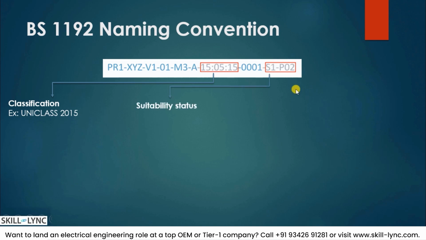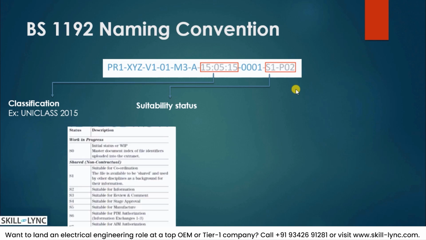The S is the suitability status, that is, how suitable the drawing or the file is. It's named from S0 to S7. S0 means it's in the initial status or work in progress. It's a master document index of files that's going to identify the uploaded files into the extranet or the intranet. So S1 to S7 shows the shared files in a non-contractual state. These are the terminologies that are available in 1192.